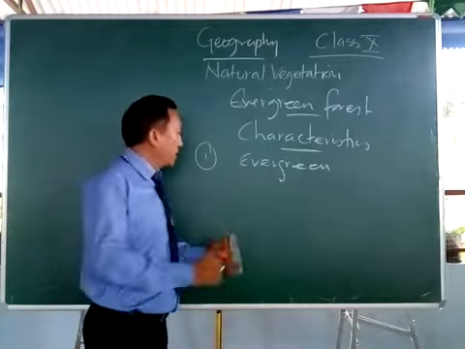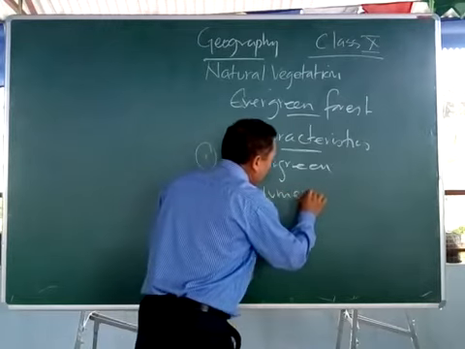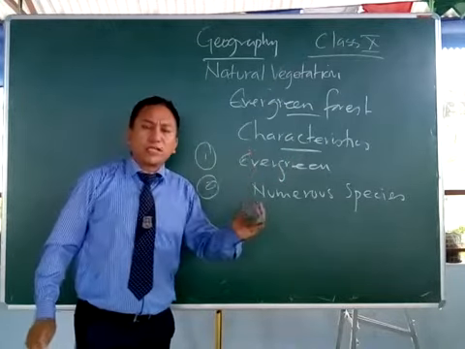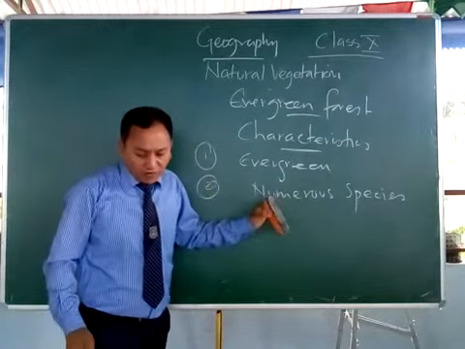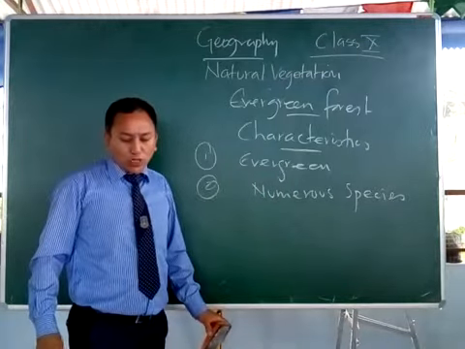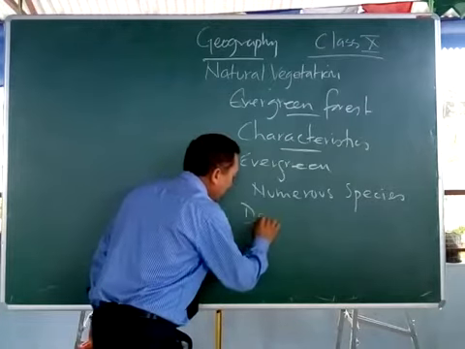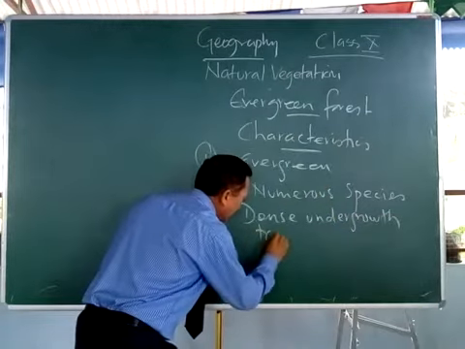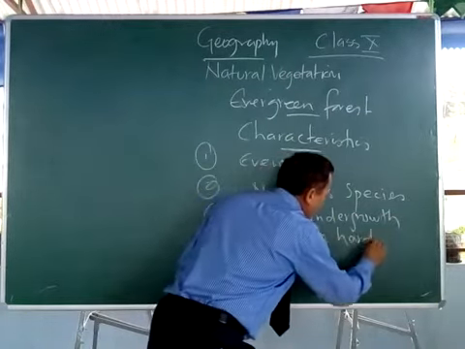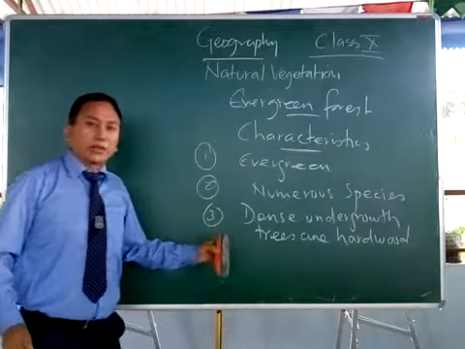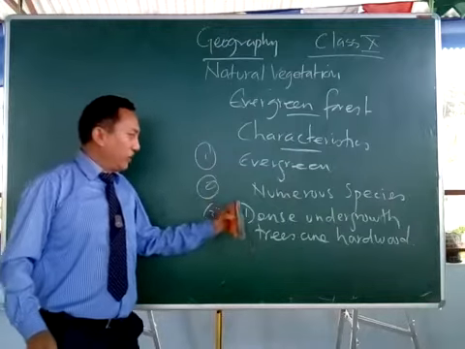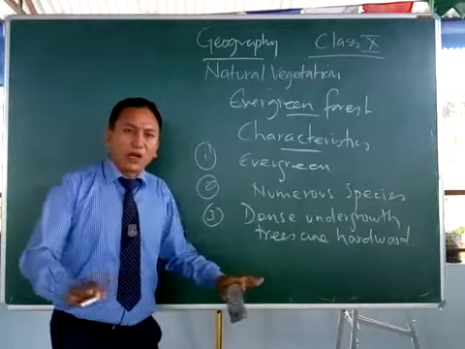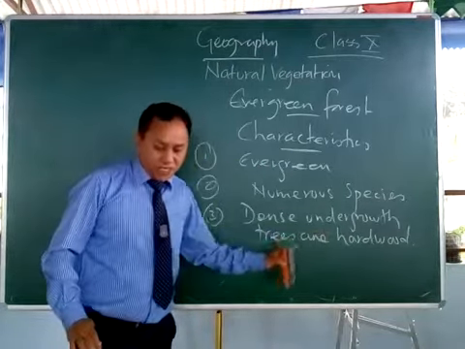Number two is, the forest contains numerous species. Not one single species, but numerous species are found in this forest. Number three, we have dense undergrowth and the trees are hardwood. This is the third characteristic of the evergreen forest. The evergreen forests are dense. The undergrowth underneath the trees, on the ground also, is very dense. Dense undergrowth with trees that are very, very hard.